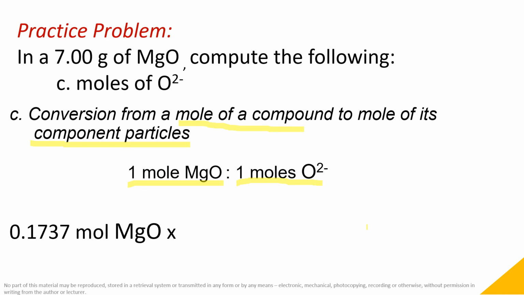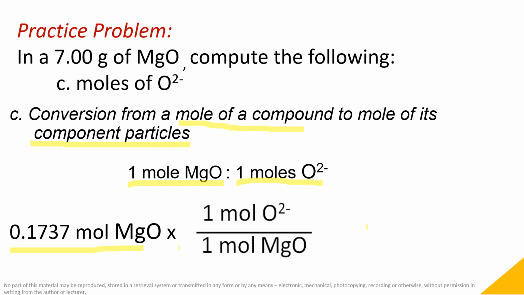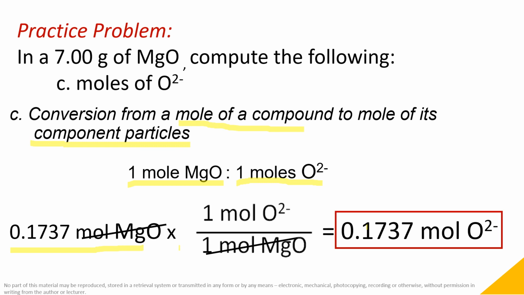0.1737 moles of magnesium oxide multiplied to, in every 1 mole of magnesium oxide, there is 1 mole of oxygen. So we're going to cancel out the similar units, the moles, and calculate 0.1737 times 1 divided by 1. We'll get an answer of 0.1737 moles of oxygen. Now we already got the molar mass, the number of moles, and number of particles.